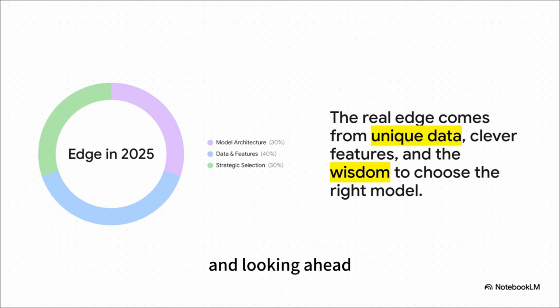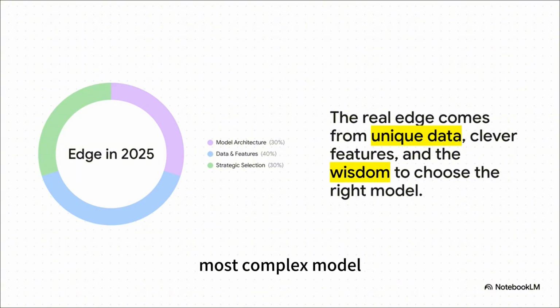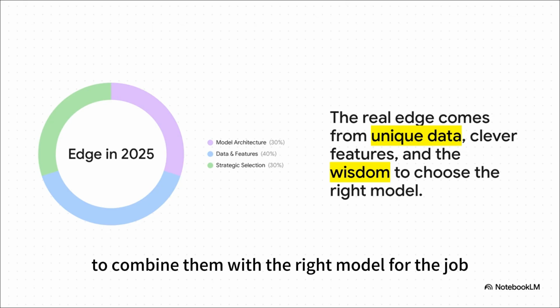And looking ahead, success isn't just going to come from having the flashiest, most complex model. That's only one piece of the puzzle. The real lasting edge is going to come from having unique data, from clever feature engineering, and from the strategic wisdom of knowing how to combine them with the right model for the job.